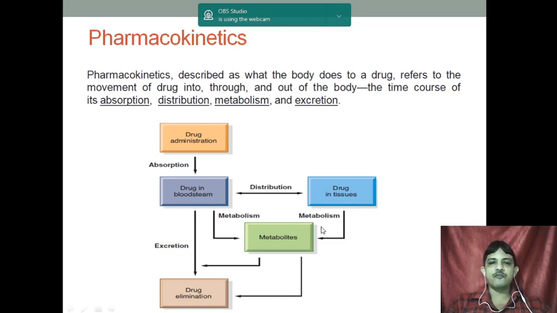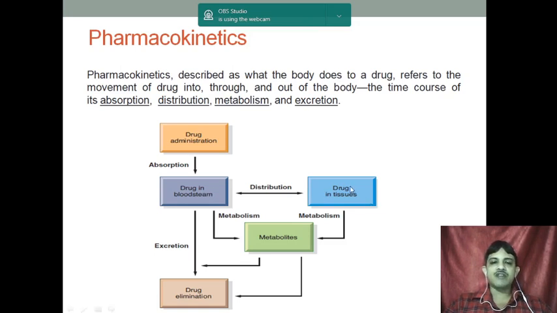So here is a flowchart. After the drug administration, it will be absorbed into the bloodstream. Now if it is the IV route, then it will go directly to the bloodstream. But other than that, in the oral route it will go into the stomach area, then it will be absorbed. In intramuscular, subcutaneous, and all the other routes, the drug gets absorbed and enters the bloodstream. After the drug enters the bloodstream, it will be distributed to the different compartments of the body, the body tissues and all.